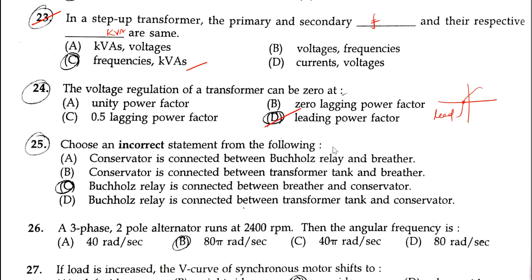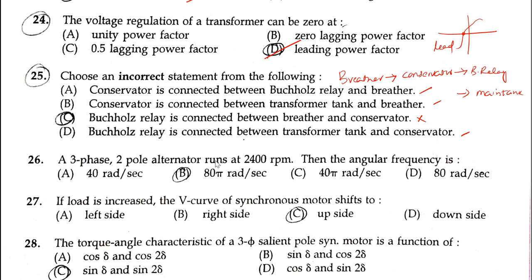So without reading the answer, I am saying, the breather will be there. The breather is connected to the conservator, and it is connected to the Buchholz relay, which is connected to the main tank. So these are the connections of the different parts of a transformer here. So here the answer is: the Buchholz relay is connected between the breather and the conservator. So this is a wrong statement. The remaining are all correct statements only, right? Next.